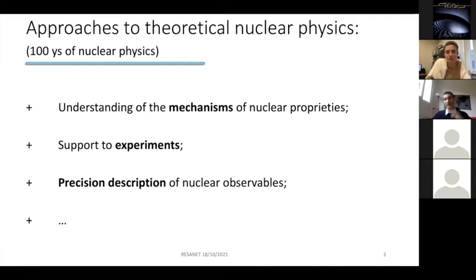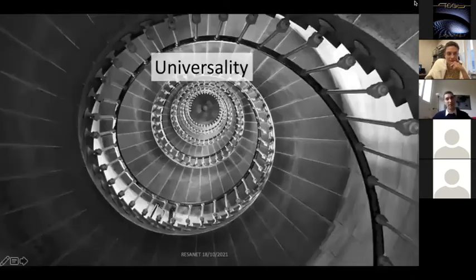Of course, this is just a personal opinion. There might be many other motivations why one wants to do theoretical nuclear physics, apart from, well, theoretical nuclear physics is cool. So if there is something that's drawing you here and is not here, well, this is just my opinion.